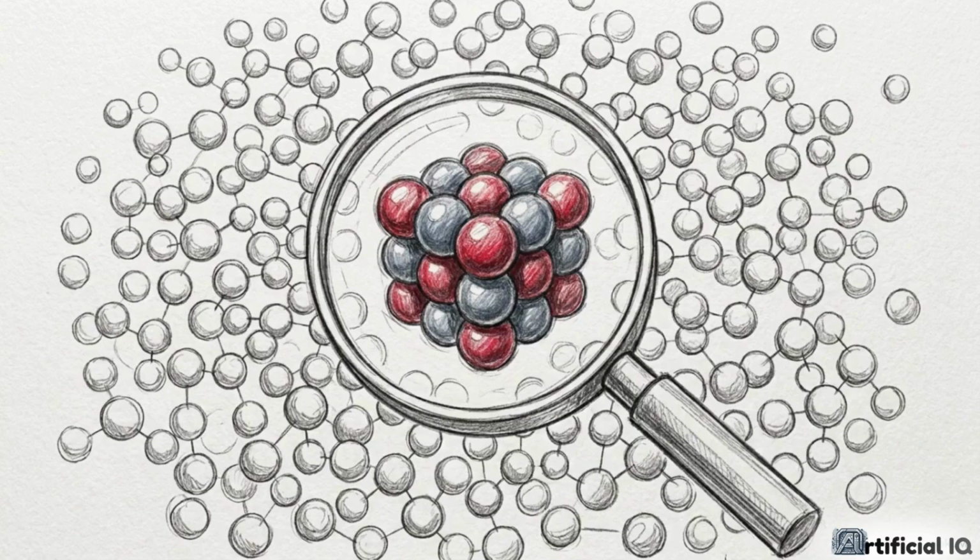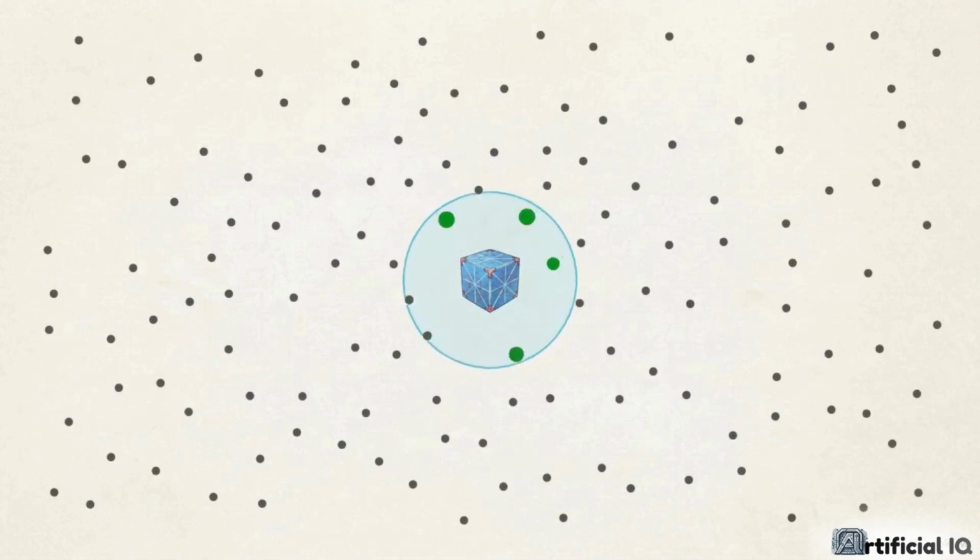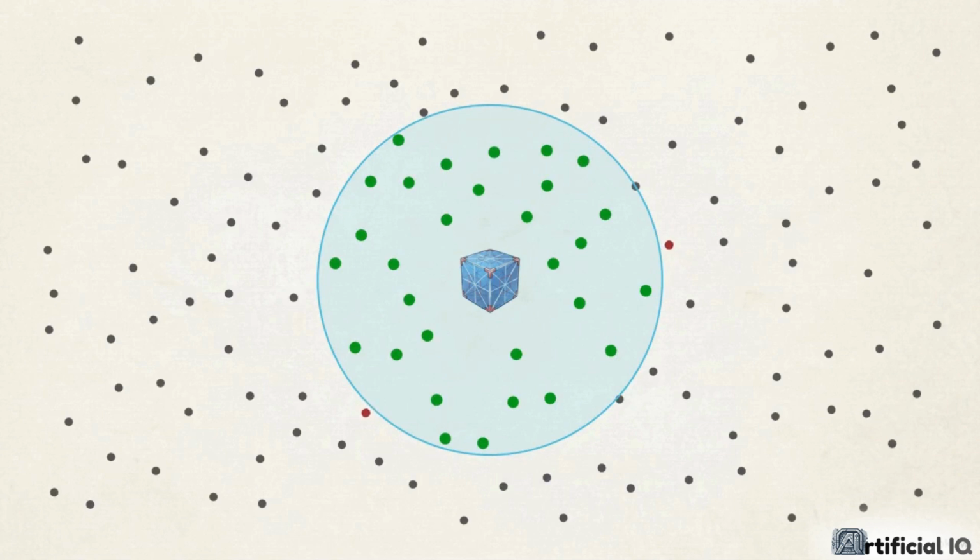Instead of scanning for exact matches, systems use approximate nearest neighbor search. This finds vectors that sit close to each other in multidimensional space, accepting a tiny fraction of lost accuracy for a massive leap in speed.